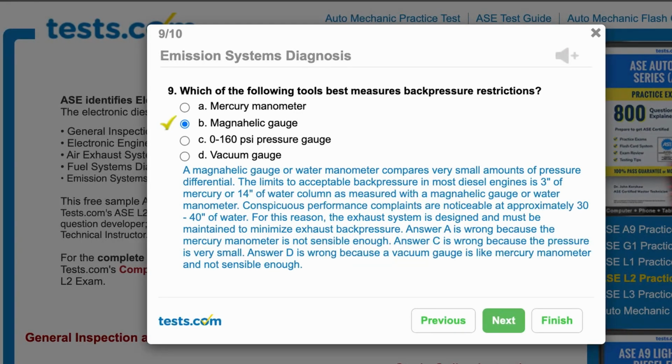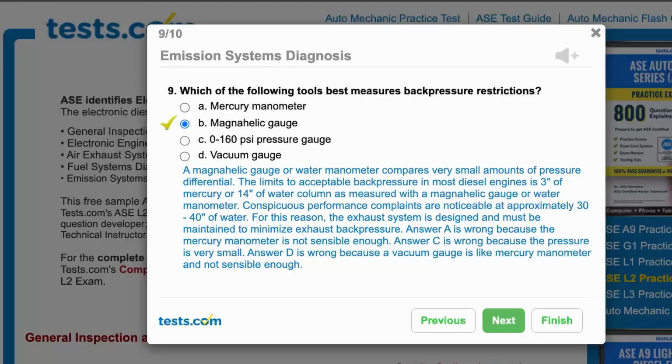B. Magnehelic gauge. A Magnehelic gauge or water manometer compares very small amounts of pressure differential. The limit to acceptable back pressure in most diesel engines is 3 inches of mercury or 14 inches of water column as measured with a Magnehelic gauge or water manometer. Conspicuous performance complaints are noticeable at approximately 30 to 40 inches of water. For this reason, the exhaust system is designed and must be maintained to minimize exhaust back pressure.